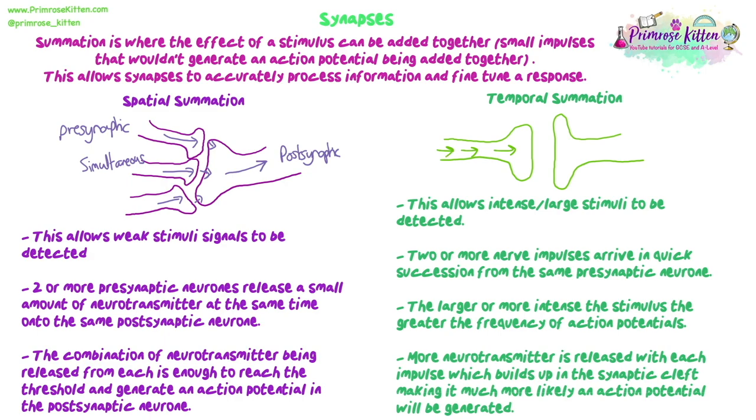So with temporal summation, temporal meaning time, so we have this idea that actually we've only got one presynaptic and one postsynaptic neuron, but this is where larger or intense stimuli can be detected.